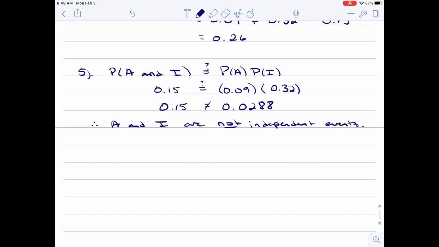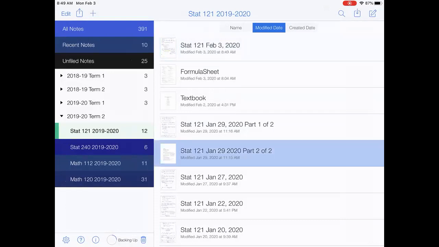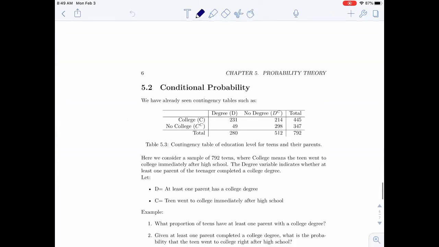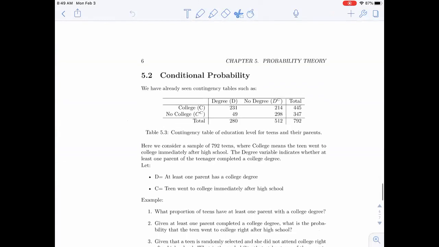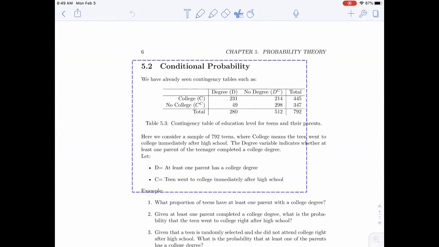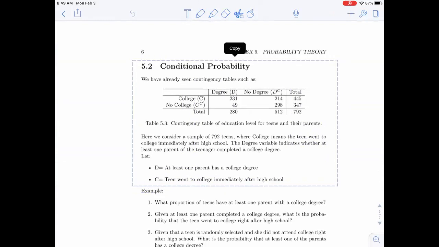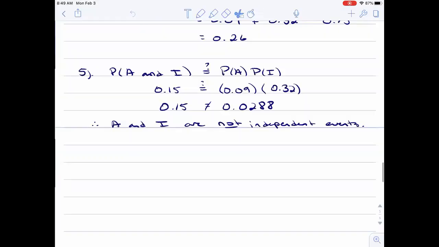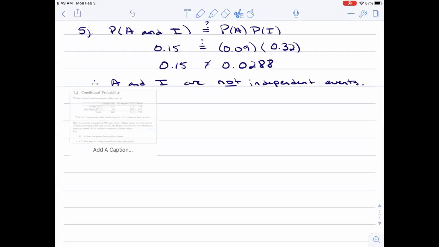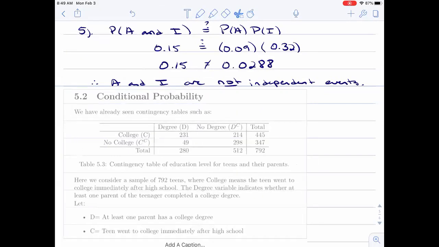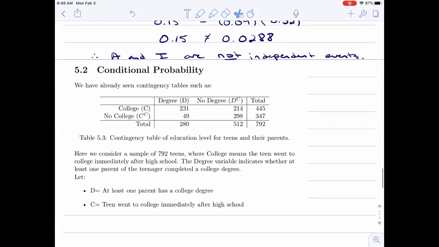Let's get into conditional probabilities. As you can see, they're lurking around everywhere here. So what I'll do is I'll just steal from here because it's going to be easier for me to write around it. But section 5.2 is on conditional probability. I'll use my contingency table that works.